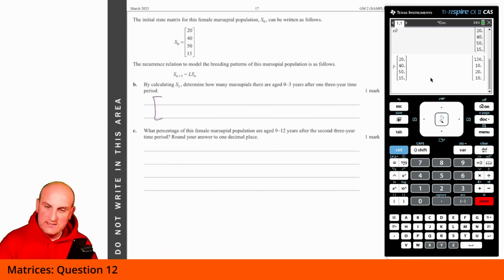So again, I tend to write this in as 1, 3, 6, 10, 20, and 10. So therefore, 136 marsupials. Hoping you spelled that correct.